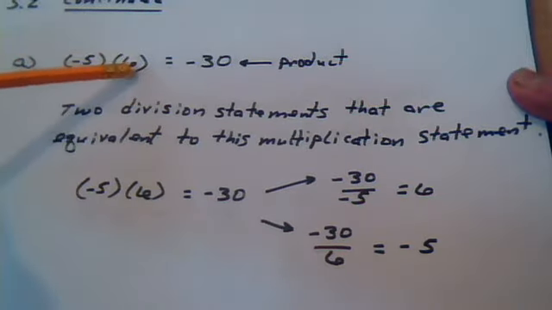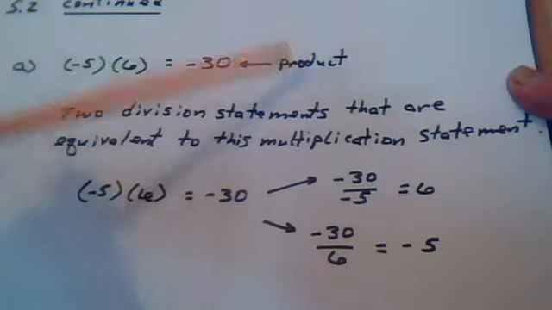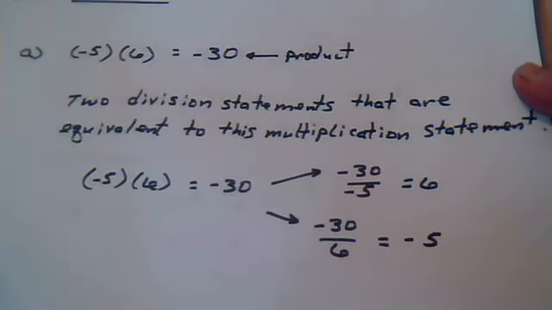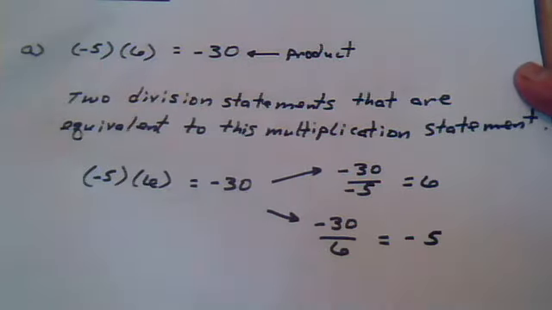-5 times +6 equals -30. -30 is your product. The numbers you multiplied are your factors. Numbers you multiply are always called factors. And the result of a multiplication is always a product. So we have our multiplication statement.